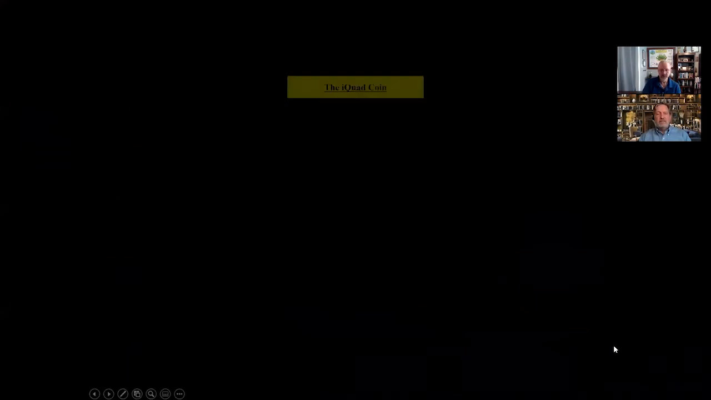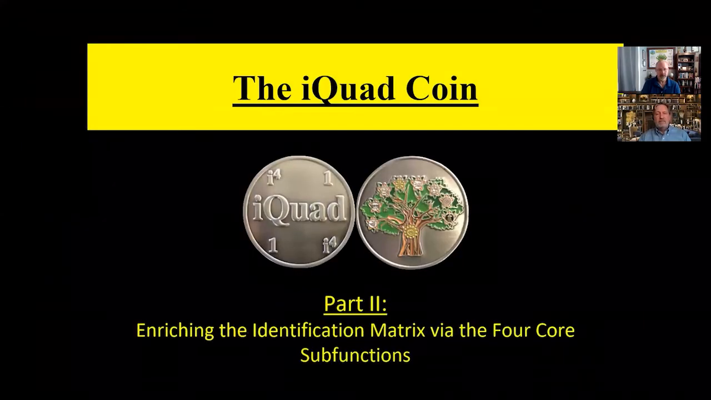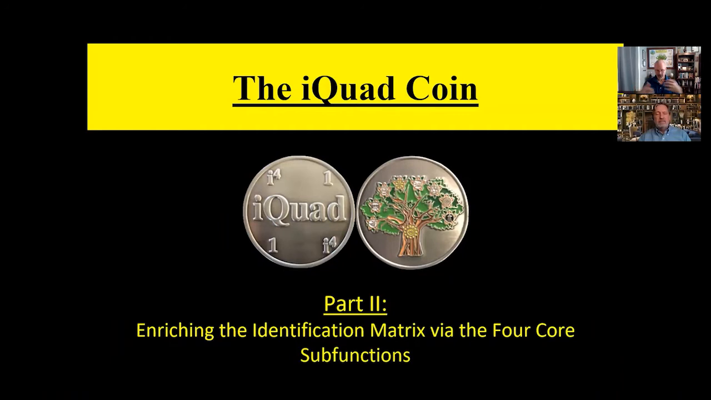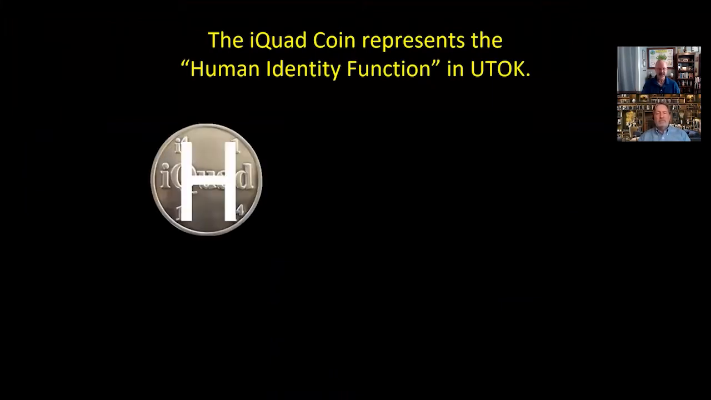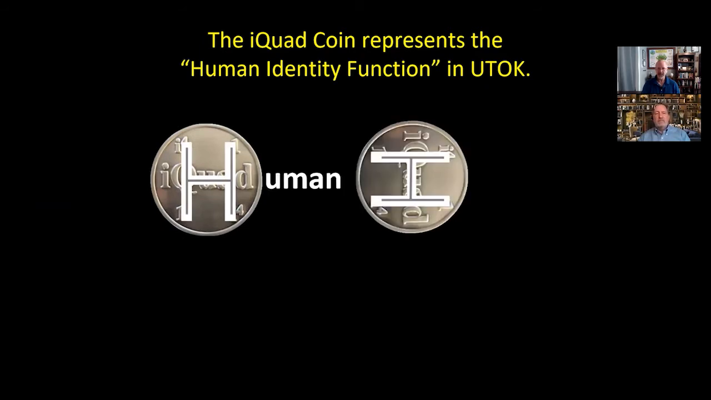Okay, so here we are exploring part two, where we're going to enrich the identification matrix via the four core subfunctions. If we recall from last time, the basic entry point on the iQuad coin is that human identity function, which is then symbolized by this rotation.